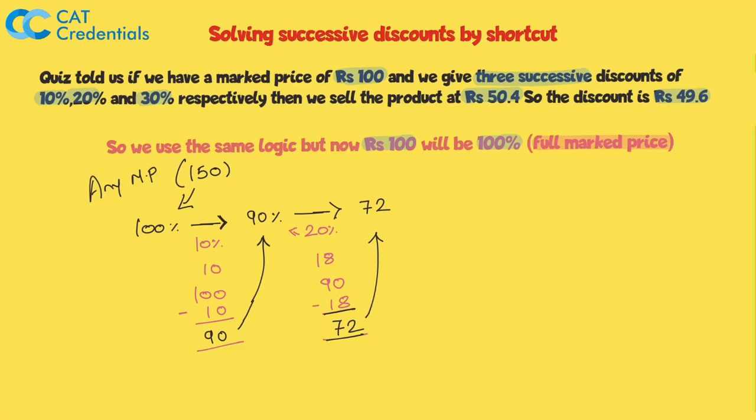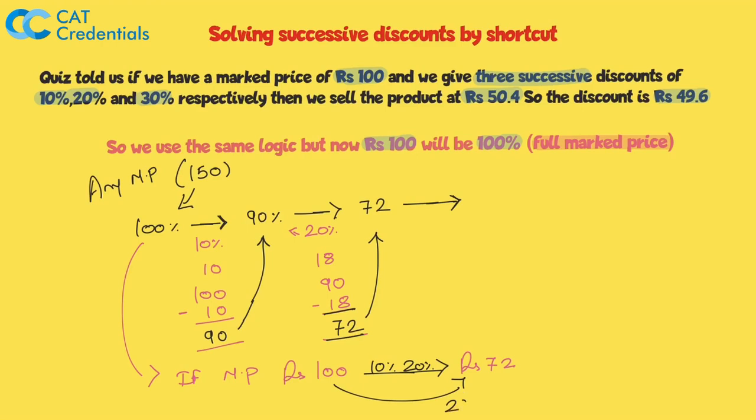If you can imagine, we are doing the same thing here that we did with rupees 100, but now we are thinking only in terms of percentage. The mark price which was 100%, only 72% of it is left. If you want to visualize what we did in the quiz: if the mark price was rupees 100 and we gave discounts of 10% and 20%, what was left was rupees 72. You were selling at 72 instead of 100, so you gave a discount of rupees 28, which is nothing but a 28% discount.